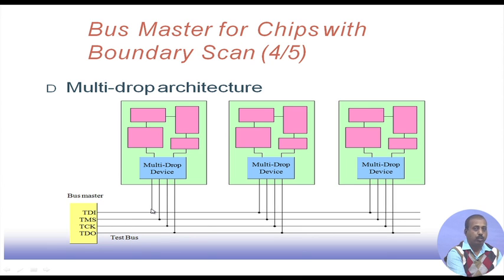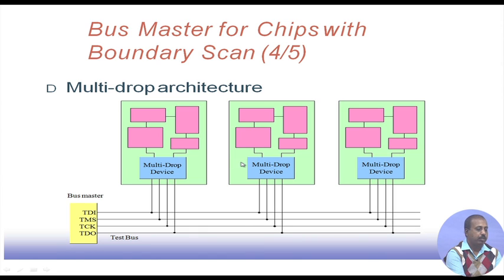Now, there must be some sort of addressing mechanism. This multi-drop device must have some device ID, and by looking into the TDI bits, it should be able to understand whether this operation is for this particular device or not. If it is for a particular device, then only the TDI line will be transported to the actual TDI of the boundary scan of these 4 chips. So, based on the address, the TDI line will come to this chip.